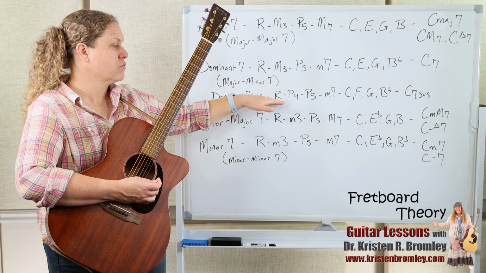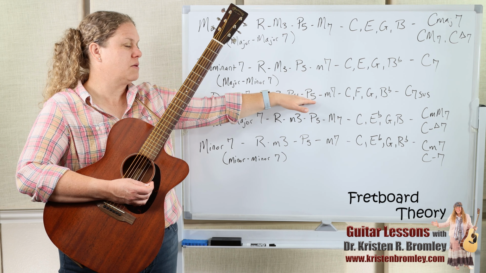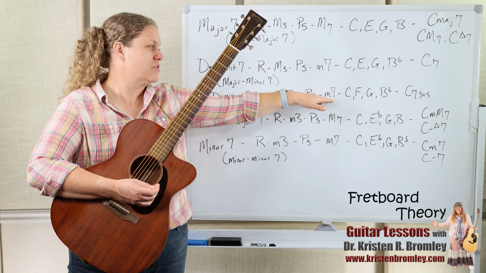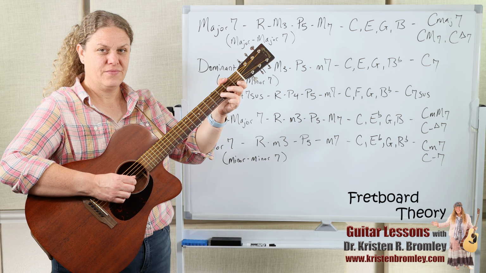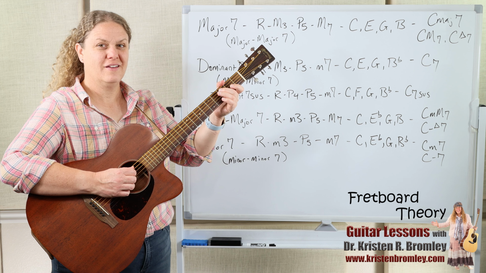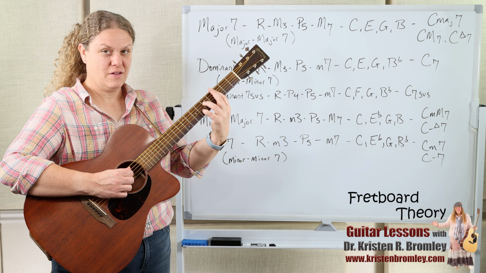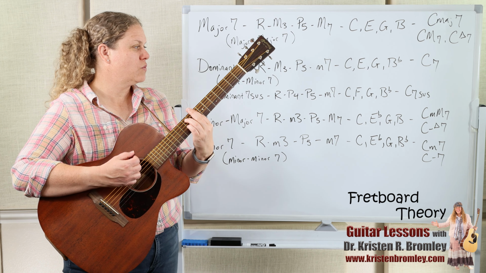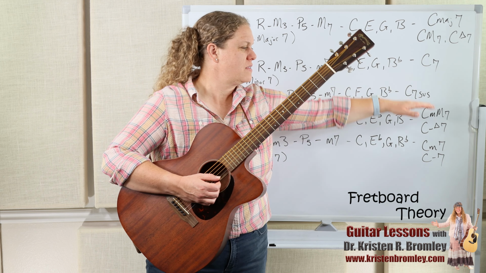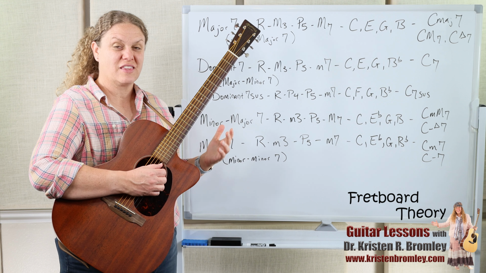So this is where we've got the root, now the perfect 4th instead of the major 3rd, and we've got the perfect 5th, and then the minor 7th. So C, F, G, B flat. There's a couple options here. With this one, we're going to see the C7 and then sus written after, or you could see sus4, but it's usually just sus, just like that.